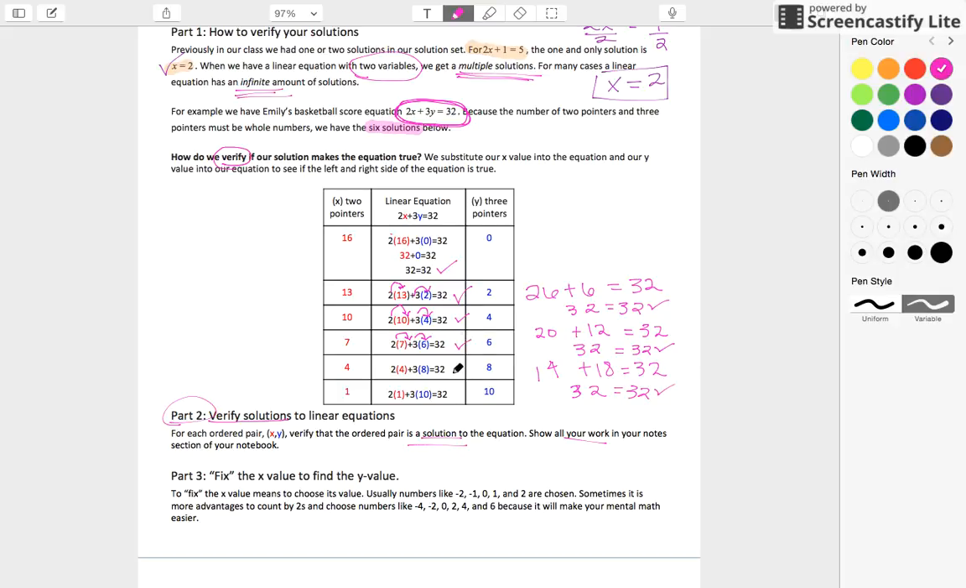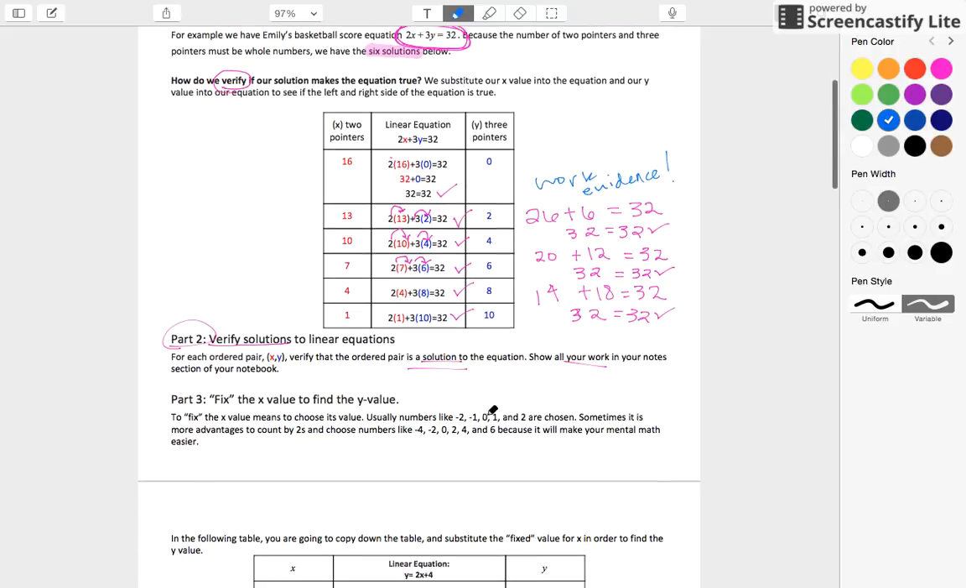Now, if you were to continue and see this pattern, you will notice that all of these work as well. So if you have this in your notebook as work evidence, good job, because that's exactly what you should have. If not, take a moment to do that right now and pause the video.